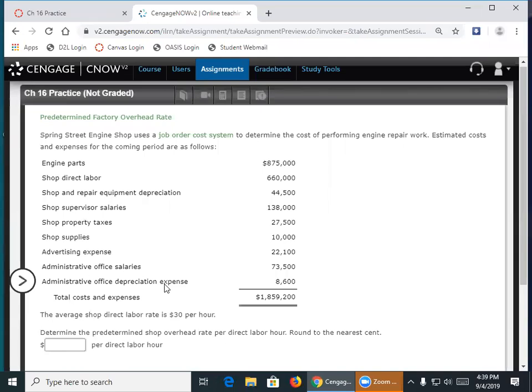So then we had total overhead of 220,000. We have 220,000 of overhead, divided by the 22,000 hours. That's a nice even divide, right? $10 per direct labor hour.